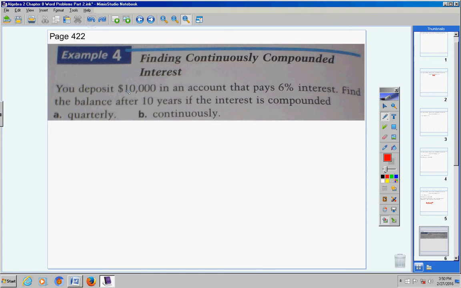Now we're going to look at a problem here that says you invested money, $10,000 in an account that pays 6% interest. Now, first of all, they want you to find the balance, how much money you're going to have after 10 years if the interest is compounded quarterly. Now, like I just said, if it's compounded daily, monthly, weekly, quarterly, whatever, you are going to use this formula here. And we've done that before, but I'll go ahead and do it for you quickly anyways, okay? A is your balance or your ending amount. P is your principal. So $10,000.